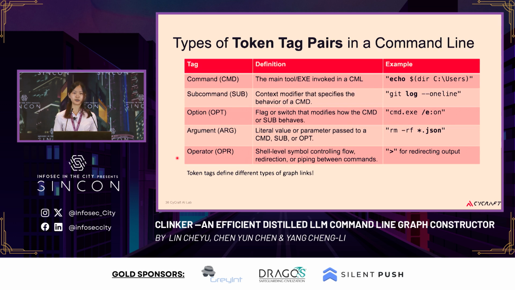And next, we have option, opt, which are flags or switches that modify how the CMD or sub behaves. And they are often with a slash or a minus sign. Next, we have arguments, arg, which are literal values or parameters passed to a command line, subcommand, or an option. And last but not least, we have operators, OPR, which are shell-level symbols controlling flow, redirection, or piping between commands, like the greater than sign for redirecting output. The different tags of each token define different types of graph links, which can be helpful in forensics.